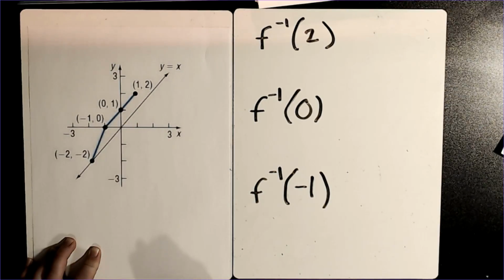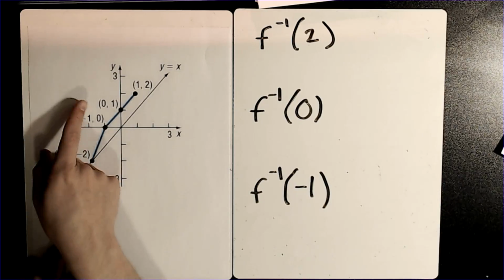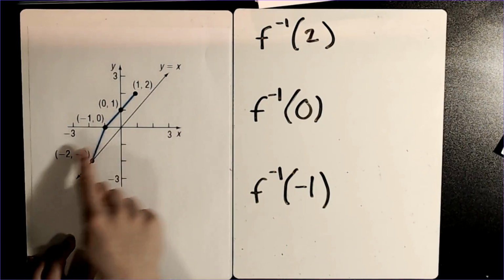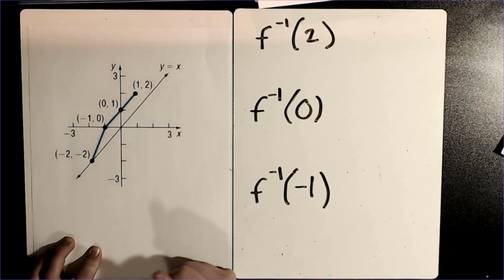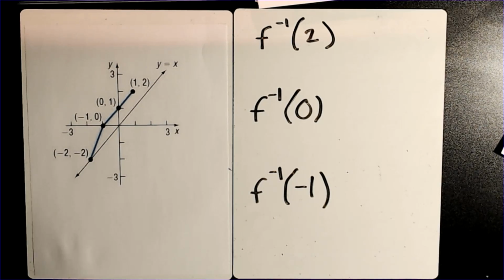That's our function. Notice it is one-to-one. If you draw horizontal lines, they only touch once, so it is one-to-one. So it has an inverse. So let's go ahead and find some of these values.